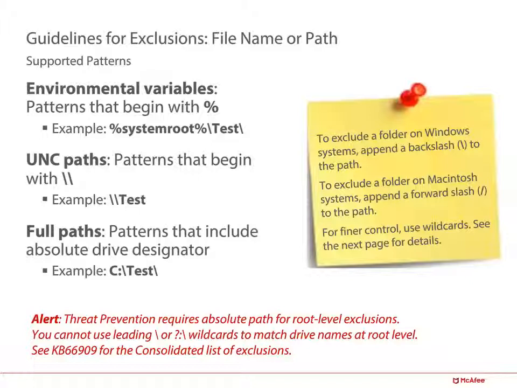But as we always want you to understand, you have to have an absolute path for root level exclusions and threat prevention. You cannot use a leading backslash or a question mark with the colon in a wildcard to match any drive names that are at the root level. We have a KB article, KB66909, that I would recommend that you refer to for your consolidated list of all the exclusions that you can use.